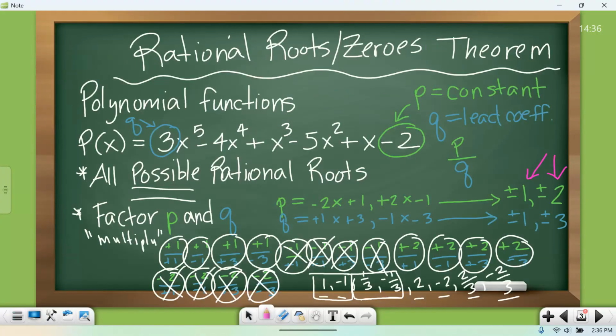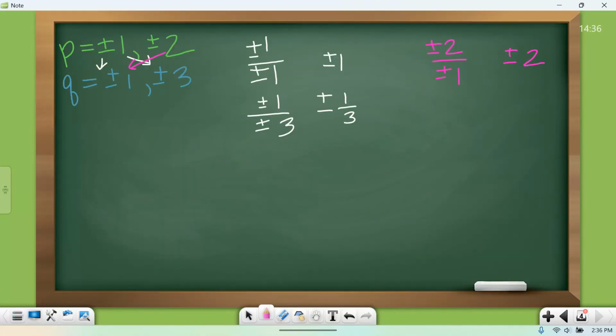If I go back to the previous one, there's my positive and -2. And then I have this pairing. So I have positive or -2 over positive or -3, which is positive or -2/3. Okay. So those are the 4 factors that I have for each one.